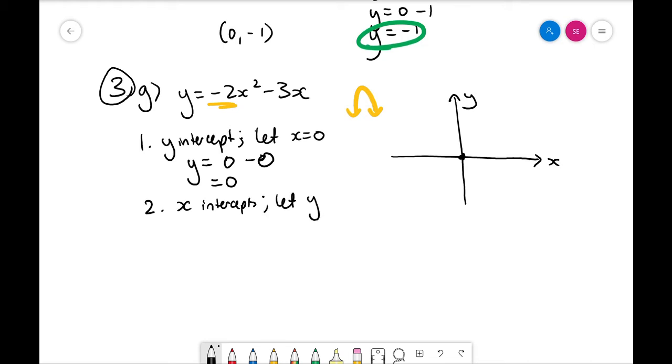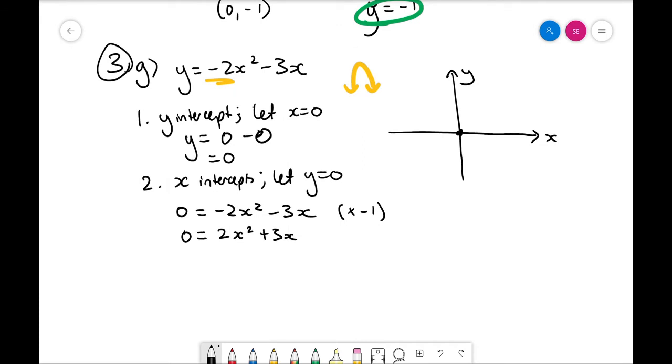So we'll let y is equal to 0. So we'll get 0 is equal to minus 2x squared minus 3x. Now, I'm going to take them all to the other side because I like dealing with positives more. So we'll get 0 is equal to 2x squared plus 3x. Alternatively, you can just say, let's multiply by minus 1.